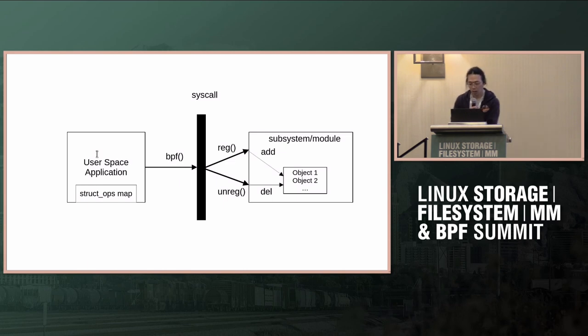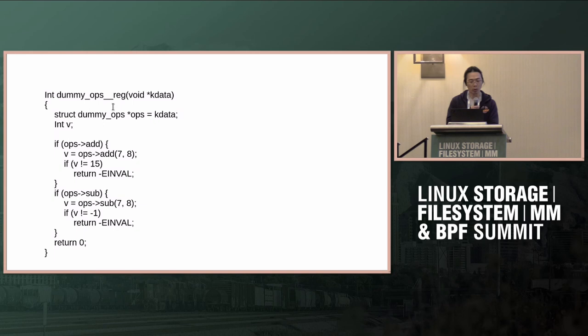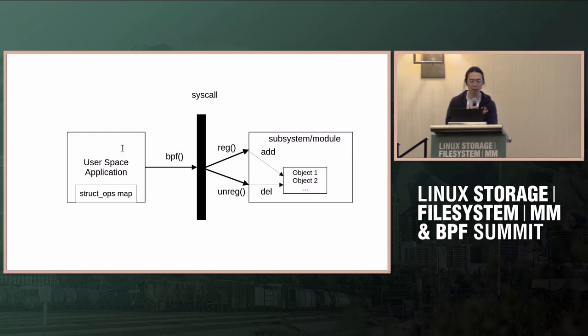In the previous slide, you see we receive an object and use the object directly, but in a real case, you will more likely have a user space program that declares a struct_ops map and implements the callbacks or operators, and then loads it into the kernel. Then the kernel will register or unregister this object. And in the subsystem or in the module, you will maybe have a table to record these objects. So later you can use them. For example, for sched_ext, maybe you register a new scheduling algorithm, then sched_ext will use this object to schedule your processes or tasks.